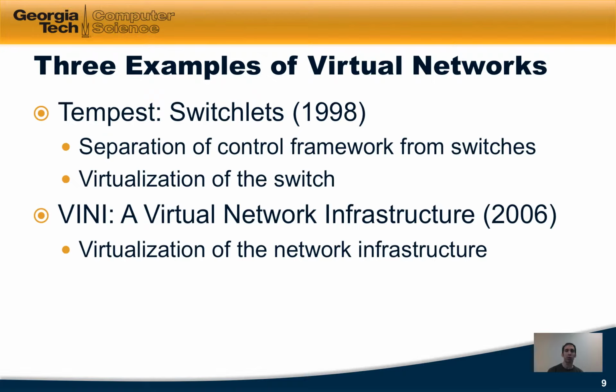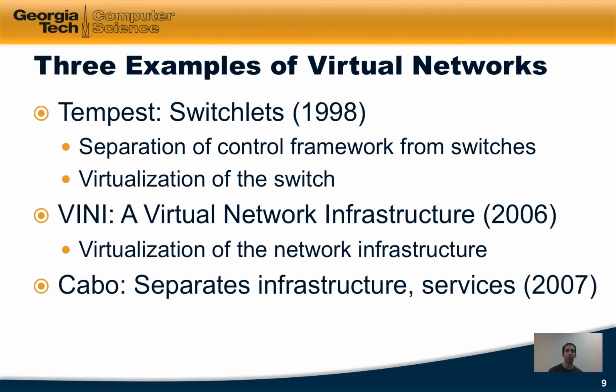The second virtual network technology that we'll look at is something called the Virtual Network Infrastructure, or VINI, which dates back to 2006, and the motivation here was to provide a virtual network infrastructure so that experimenters could run experiments with their own logical networks shared on the same underlying physical topology. Then we'll look at a network architecture called Cabo, which used some of the vision of the emerging virtual network technologies to realize that virtual networks could allow service providers to operate independently of the providers that make the underlying physical network infrastructure available.